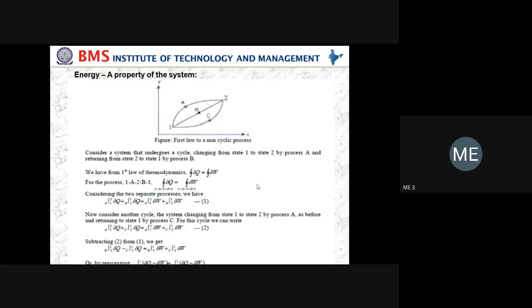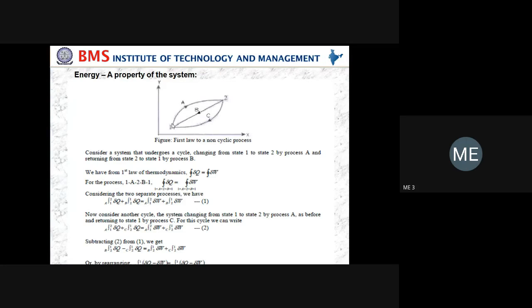You see the XY coordinate diagram. So this one here, the 1 to 2 is a thermodynamic process following the path E. Now from state point 2 to state point 1, we have two paths. One is path B and one is path C. Hence we have three paths.